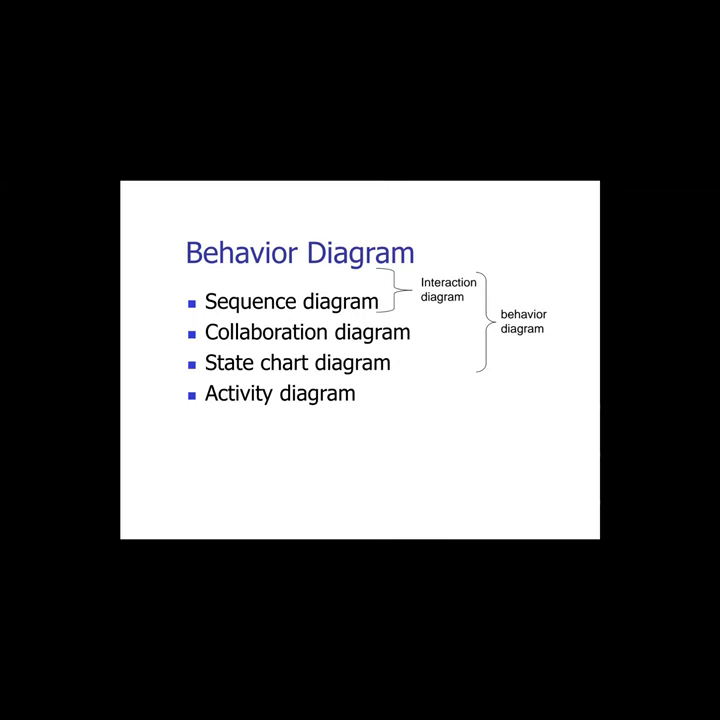The state chart diagram will show you, in a particular state, what components are involved in the process, how they are interacting, how the sequence of events is happening, what events are happening, and which functions are interacting with each other to complete the process. The current state of a process can be easily represented using a state chart diagram.